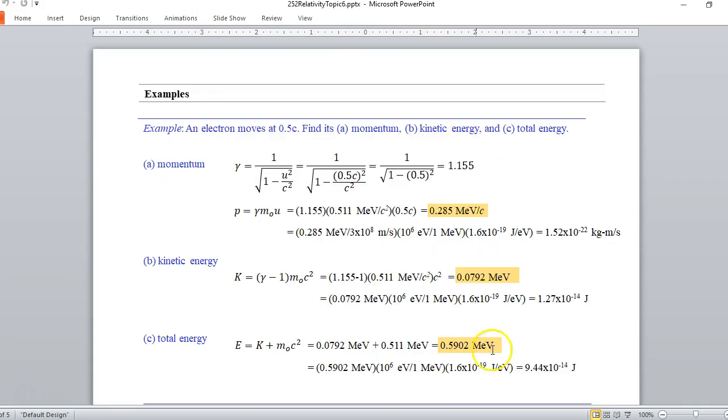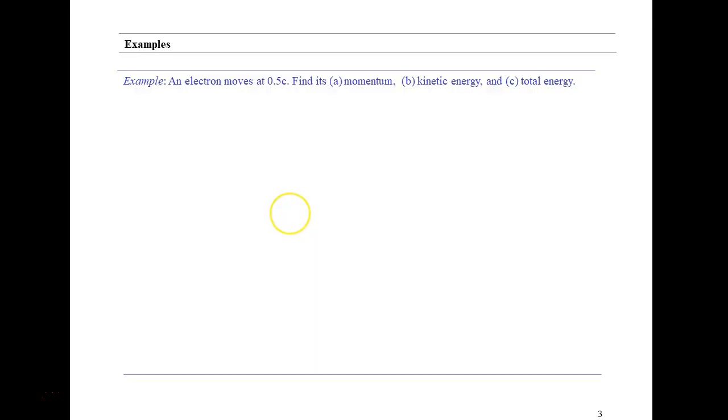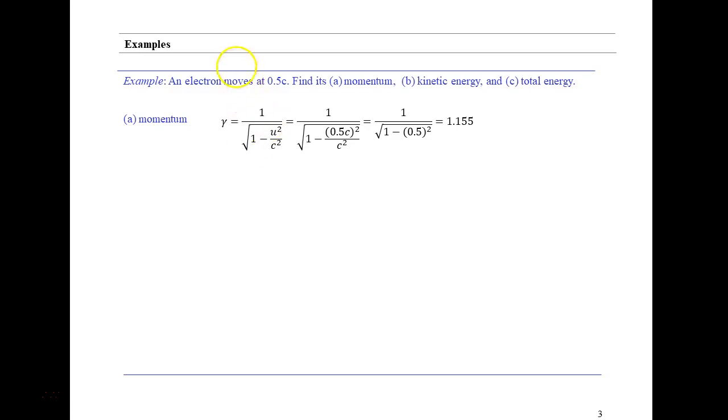So this example, I'm going to go presentation mode so we can look at each line as we do it. We're just going to find the momentum, the kinetic energy, and total energy of an electron moving at half the speed of light. Okay, so the first thing, the momentum. Now, first thing, guys, if you're given a speed, find the gamma factor. The gamma factor and the speed, they're linked together. So I'm going to find the gamma factor for 0.5 c.